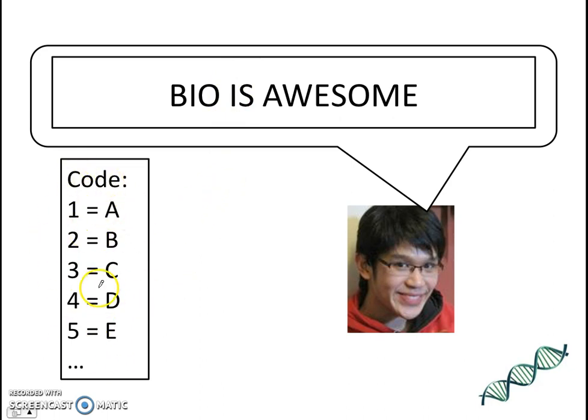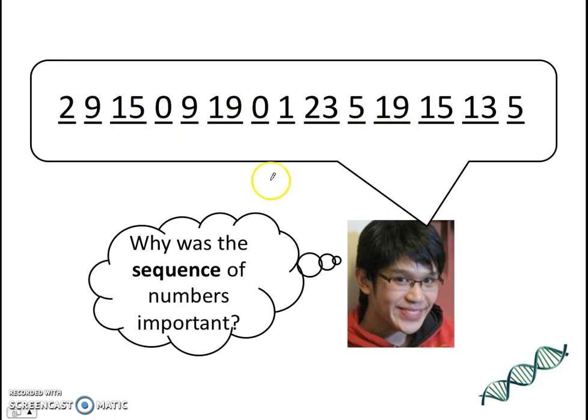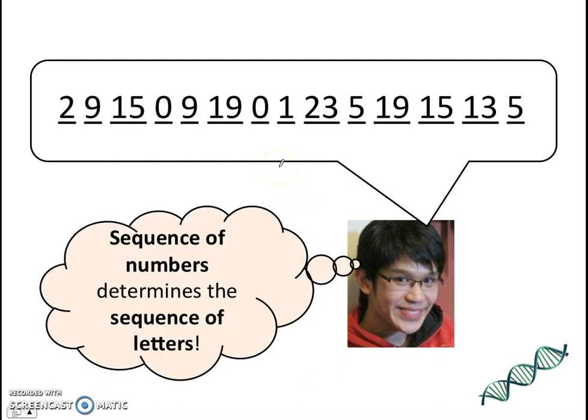So if I gave you this code, you would have been able to decode my series of numbers into a series of letters. Now here's the sequence of numbers again. Now the question is, why is this sequence of numbers important? Right? The sequence of numbers is important because the sequence of numbers determines the sequence of letters. So this 2 will stand for B, 9 stands for I, 15 stands for O, and so on. And if I change this sequence of numbers, then the message that results will change. The sequence of letters will change. So the sequence of numbers is important because it determines the sequence of letters.